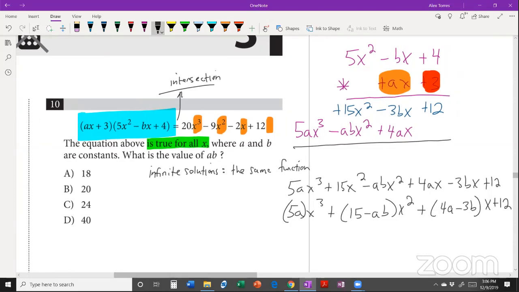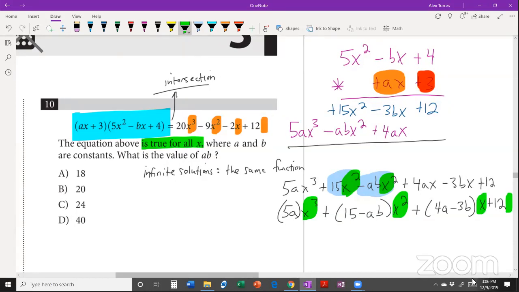plus 12. So what did we do? We said, for instance, both of these guys have an x squared. So let's factor out the x squared, which is right here. And what's left when you factor out the x squared? 15 minus ab. And we did that throughout. So we've got this term with an x cubed, the next one with an x squared, the next one with an x, and the next one with no x. So that's how they're organized. And the question says this was all equal to 20x cubed minus 9x squared minus 2x plus 12, right?